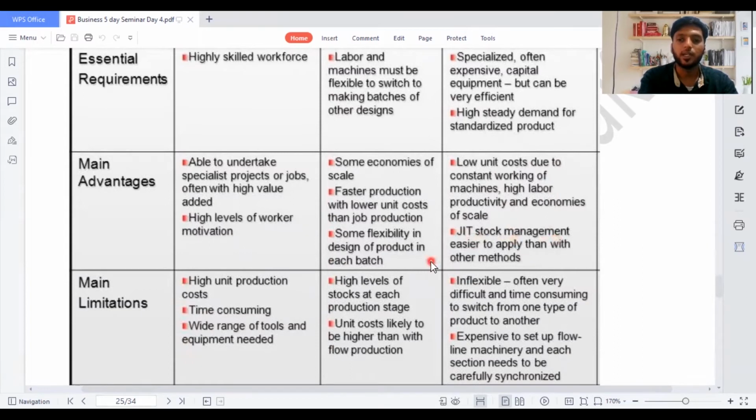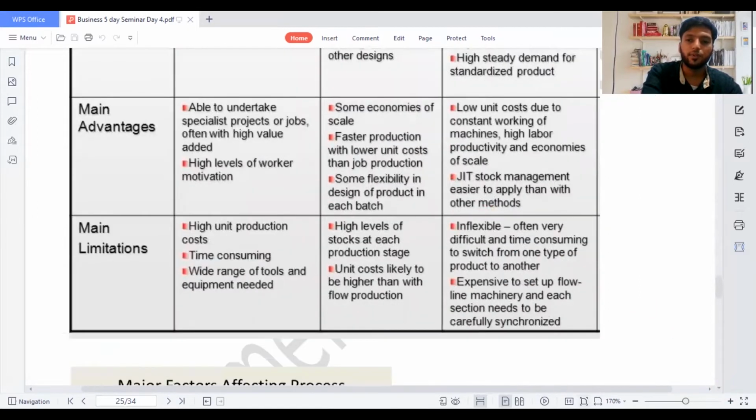Just-in-time stock management is easier to apply than with the other methods. I'll explain just in time in the future, so just remember it now, don't put it in your head. It's a type of system where when you want the product, you buy it from the supplier and start producing it. Then the disadvantage: inflexible, often very difficult and time consuming to switch from one type to another.